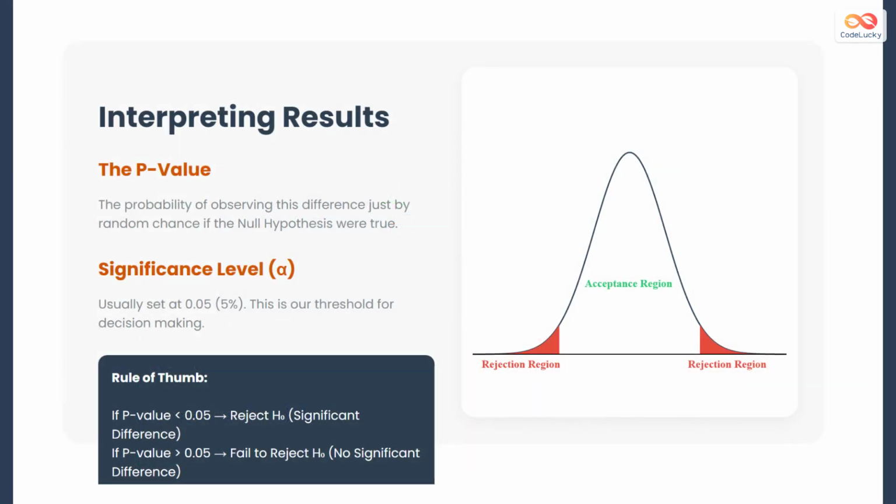Once we calculate the t-statistic, we get a p-value. The p-value tells us the probability of seeing this result if there were actually no difference. We compare this to a significance level, usually 0.05. If the p-value is less than 0.05, the result is significant and we reject the null hypothesis. If it is higher, we cannot reject it.